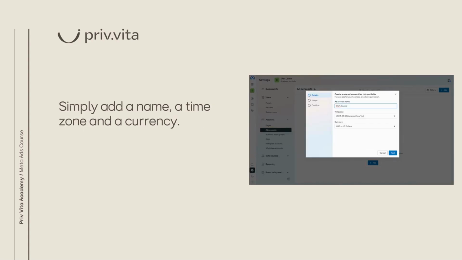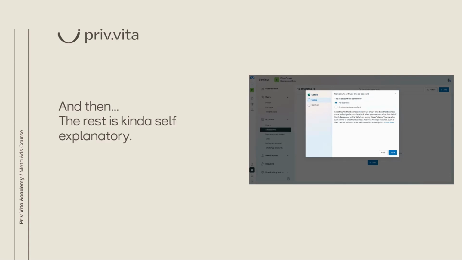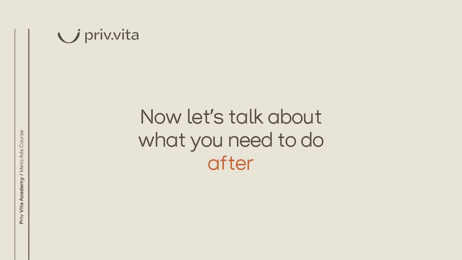To create a new one, click on Create a new ad account and then simply add a name, a time zone, and a currency for the account. Make sure you select the correct ones. Then, to be honest, the rest is kind of self-explanatory. Just click Next, Next, Next, Next, Next. Now let's talk about what you need to do after you create a new ad account.